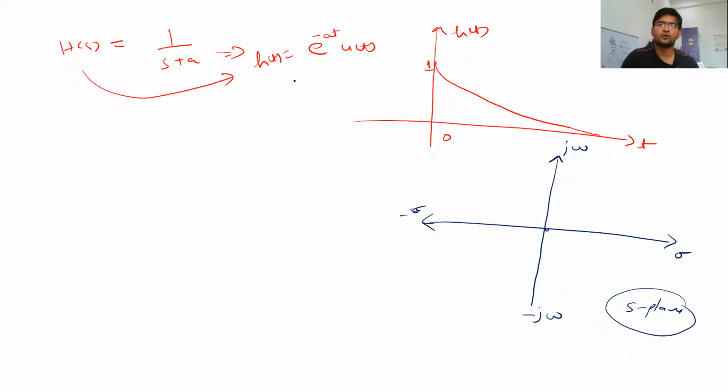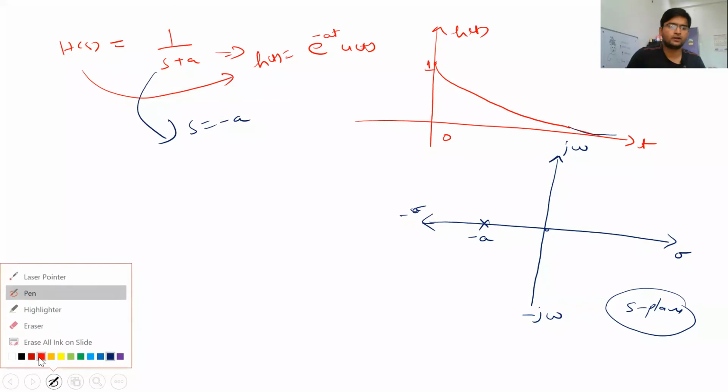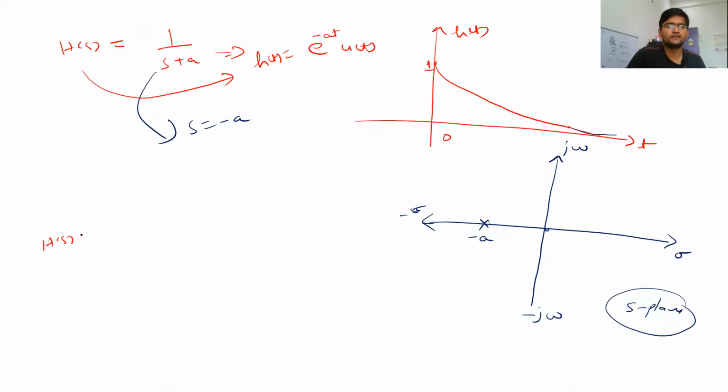So coming back to our original H(s) function, we can see from here that s equal to minus a is your pole. So you can represent this minus a here. And as you can see, if this pole is in the negative half of the s plane, your system function is going to represent a stable system, because after a certain time the response is going towards zero.